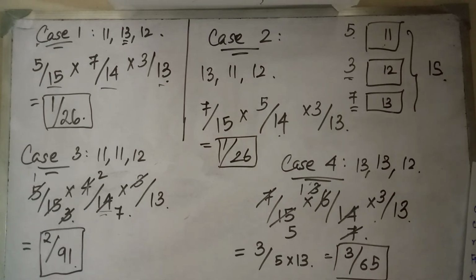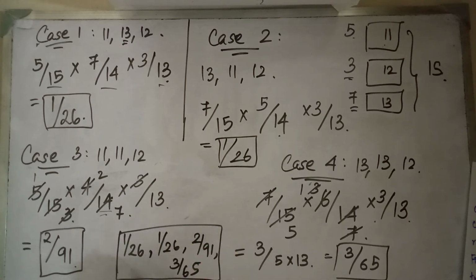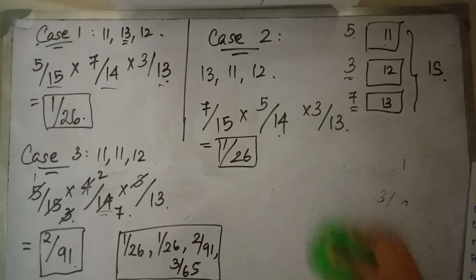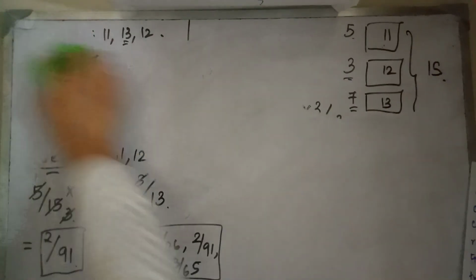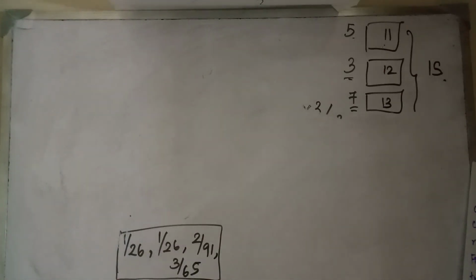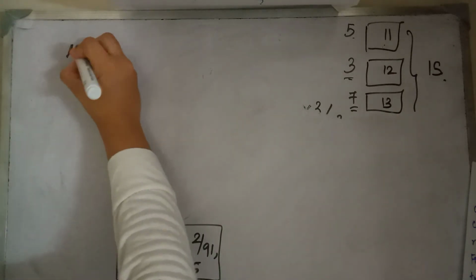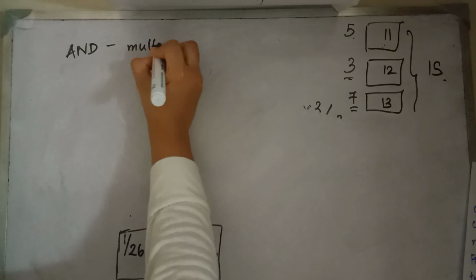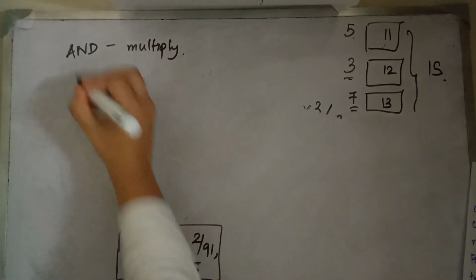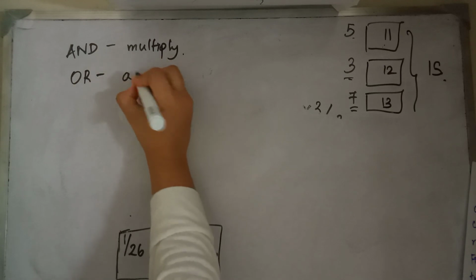Okay, now we have 4 cases. One of it is 1 by 26. The next one is also 1 by 26. Third one is 2 by 91. And then we have 3 by 65. Now what do we do with all of these numbers? If you notice, it depends on whether you multiply it or add it. In which cases do you actually multiply it? You multiply it if it's AND. I've mentioned this in other videos, and you add it if it is OR.